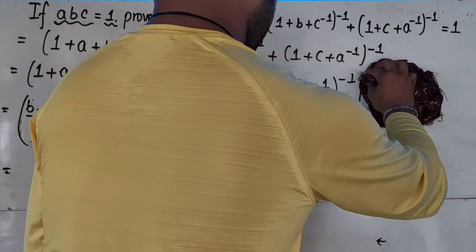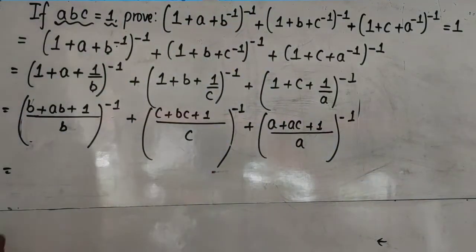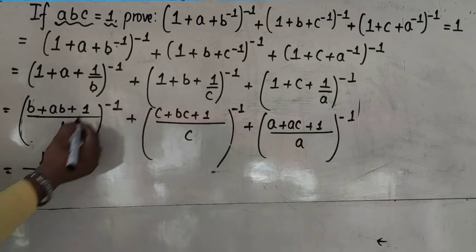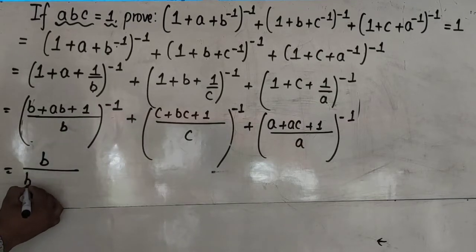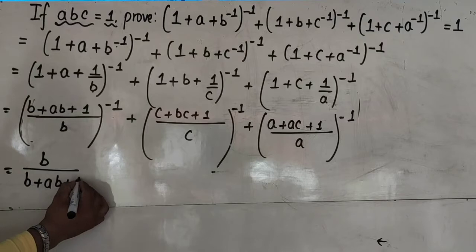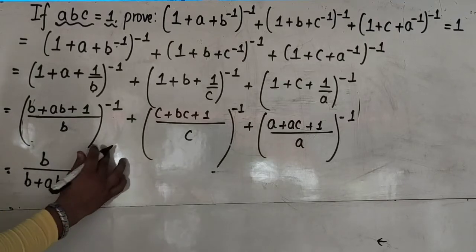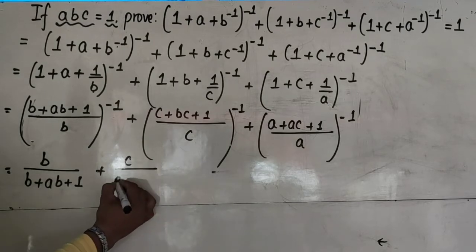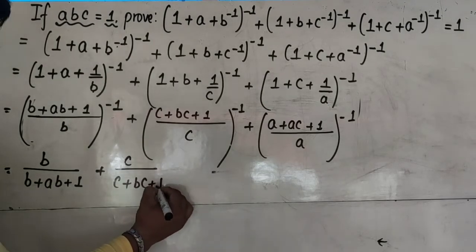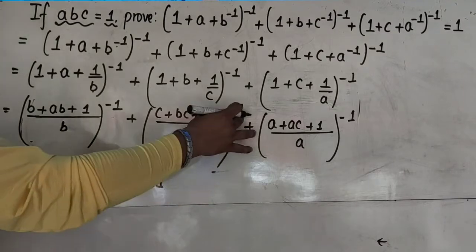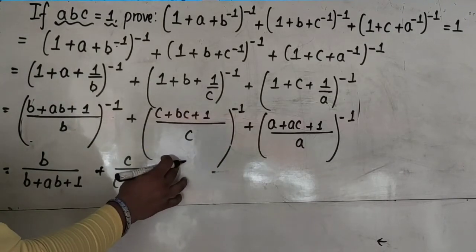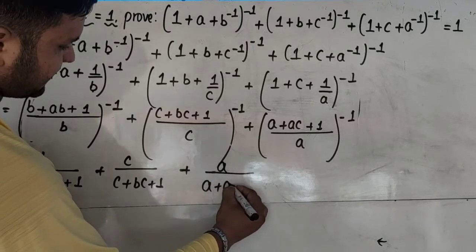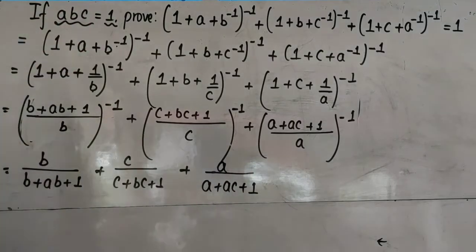With this rule, we will just interchange the numerator and denominator, and this negative power changes to a positive power. So here you have B plus AB plus 1 with the whole power 1, which is not necessary to be written. Here C plus BC plus 1 with the whole power 1. This negative 1 is changed into a positive 1, and then A plus AC plus 1. Okay, now we are here.